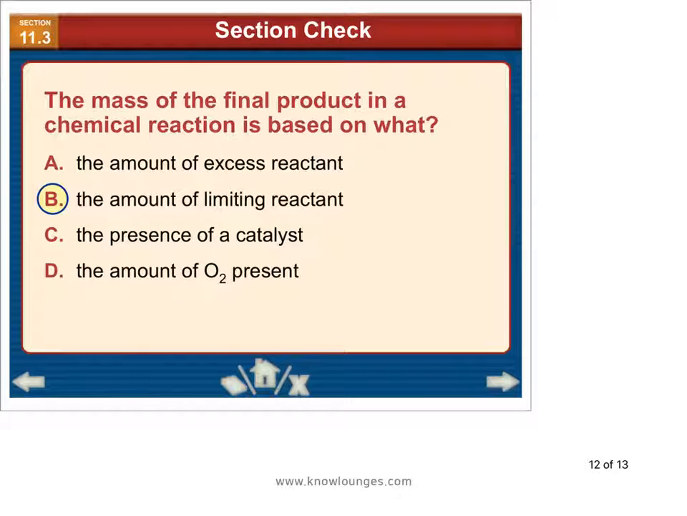They have a few questions here. Just make sure you can answer these. I will go through why the answer is the answer. The mass of the final product in a chemical reaction is based on what? That's the basic thing we had earlier: the amount of the limiting reactant. So the limiting reactant always determines the mass of the final product.